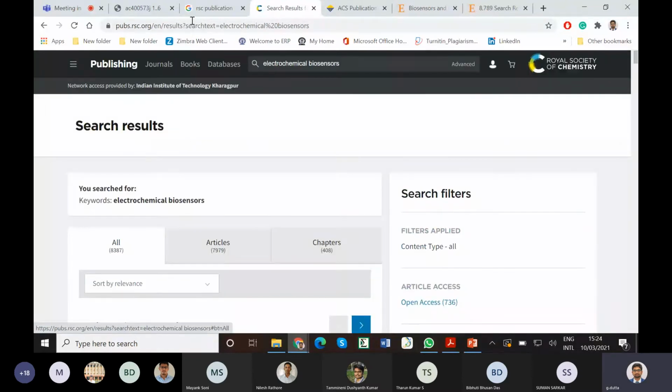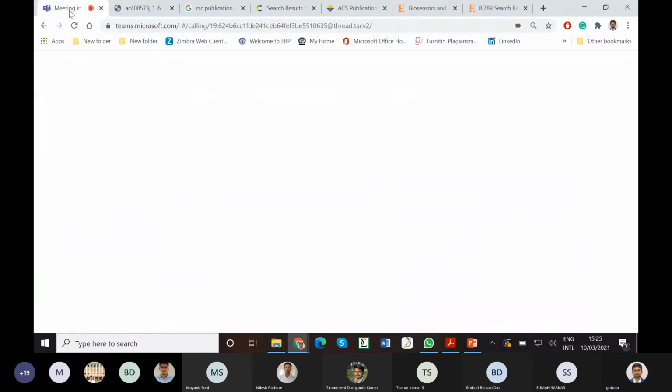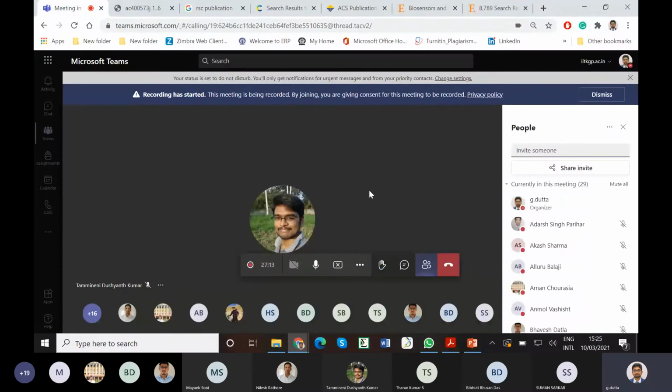Or very simply, sometimes maybe you cannot remember the journal name, just Google. In Google you can search electrochemical biosensor for cancer detection, redox cycling based biosensor for disease diagnosis, or electrochemical biosensor for device development. This kind of keywords you can use for your searching. Guys, any questions? No, sir. Understood. Okay.